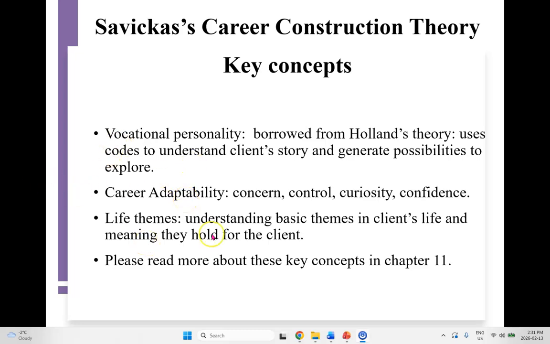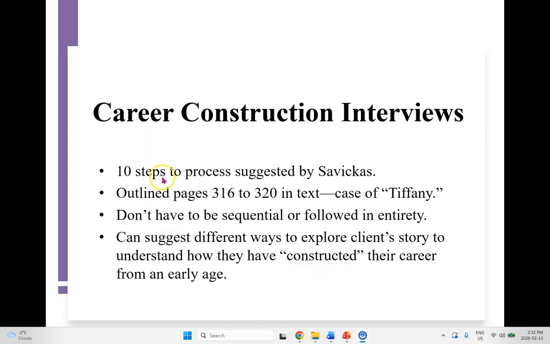A third concept is the idea of life themes, understanding basic themes in the client's life and the meaning they hold for the client. So again, that idea of meaning is most important in all of these narrative and constructionist theories. So please read a bit more about these key concepts in chapter 11 of the textbook.